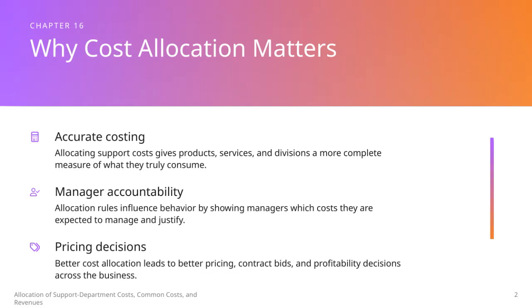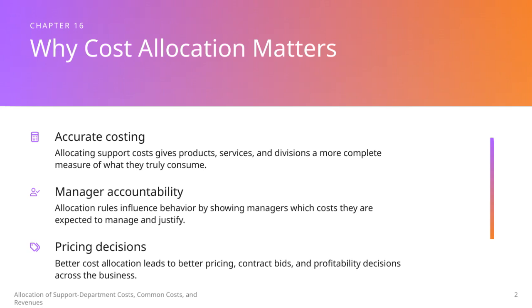When we talk about cost allocation, one of the most important benefits is accurate costing. By allocating support costs properly, we get a clearer picture of what each product, service, or division actually consumes in terms of resources. This completeness is critical for making informed business decisions. Next, cost allocation plays a key role in manager accountability. The rules for allocation help clarify which costs each manager is responsible for managing and justifying. This transparency motivates managers to be more mindful of their expenses and to control costs effectively.